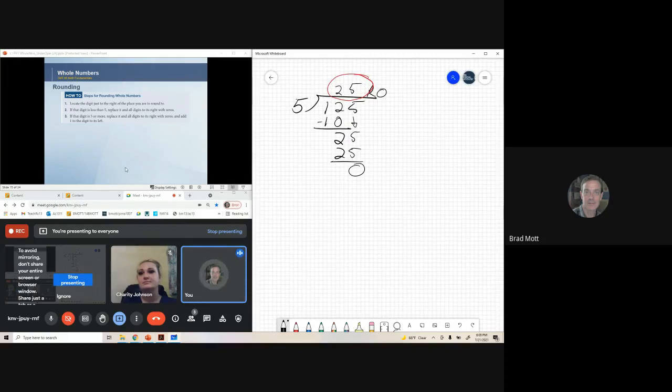And then rounding, you are locating the digit just to the right of the place you want to round to. Once you find the appropriate place you're being asked to round to, if the digit is 4 or less, replace it and all digits to the right with zeros. If the digit is 5 or more, replace it and all the digits to the right with 0 after adding 1 to the digit you are rounding to. That's just a long, drawn-out way of saying something like 2,844.